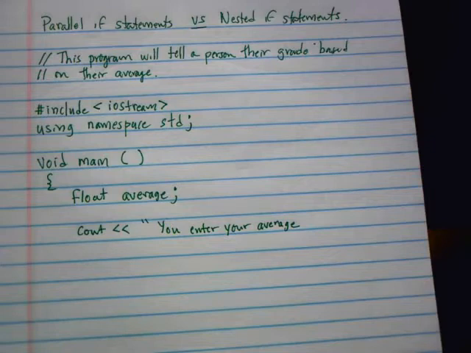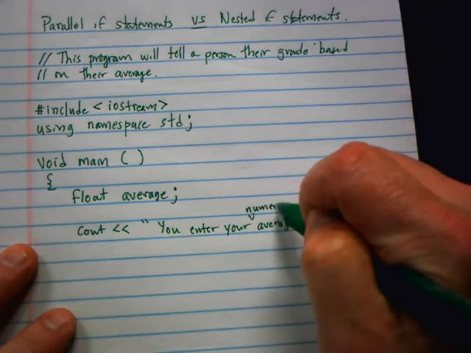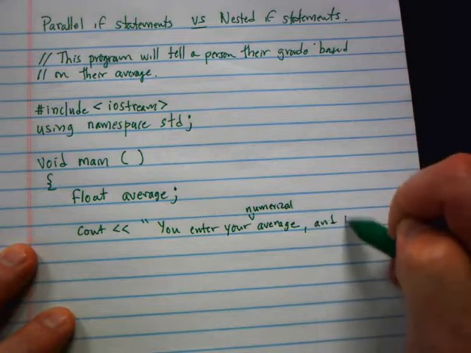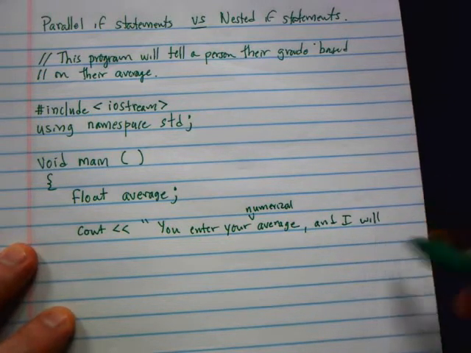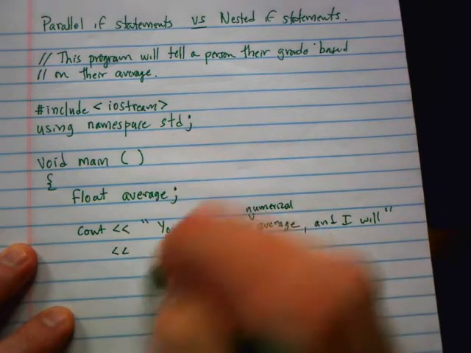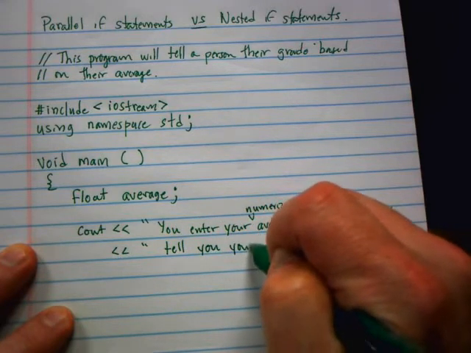Okay. If I tell you to enter your average, how could you enter it wrong? Well, what do I need to worry about? If someone already knows their letter grade and they put A in, it's not going to run. That's true. Enter your numerical average. And I, being the computer, will tell you your grade.